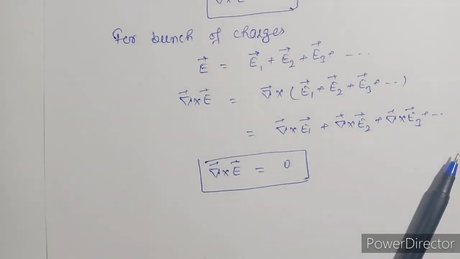So in this lecture we discussed two relations. One is divergence of electric field, and second is the curl of electric field. So the divergence of electric field, that is del dot E, is equal to rho over epsilon naught, and del cross E, that is the curl of electric field, is equal to 0.